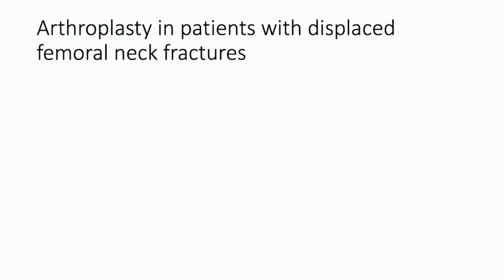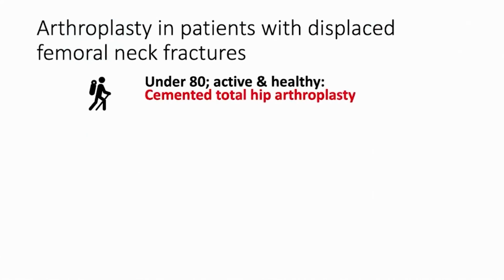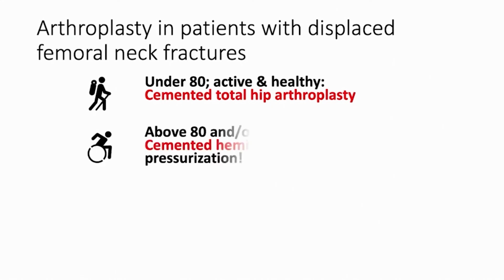So to summarize things, I would like to give my take-home message. In the patient with a displaced femoral neck fracture who's below 80, who's active, who's healthy, use a cemented total hip arthroplasty. Whereas in the older and more comorbid patient, and in patients even if they're below 80, who have a very low degree of activity, use a cemented hemiarthroplasty, but please remember to adapt your cementation technique, do it without excessive pressurization, and think about cleaning the femoral canal thoroughly.